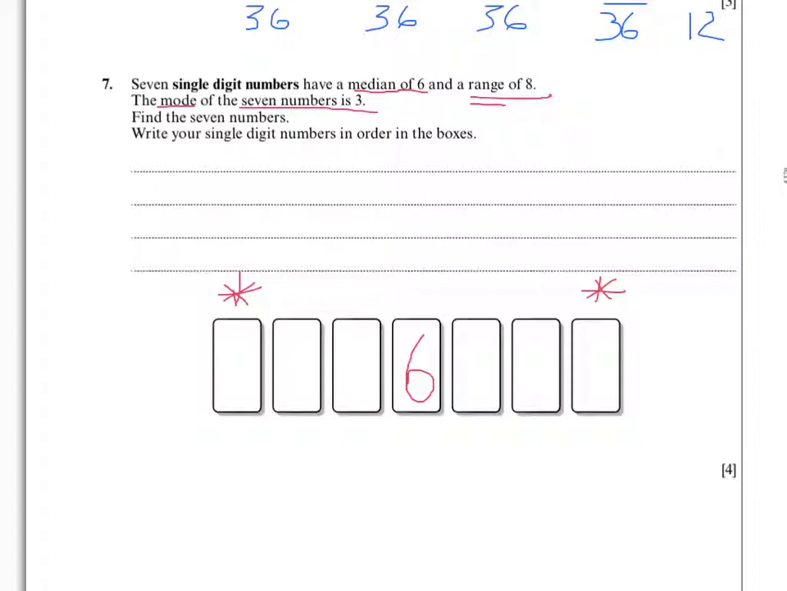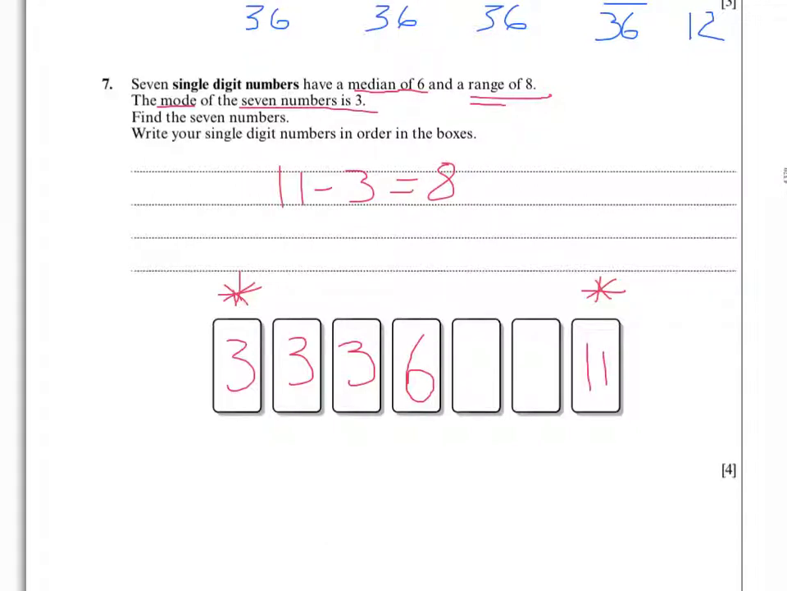So if I think of any number less than 6, I want the most common one to be 3. So if I want it to be the most common, why not have 3 3s? Now if I know that the least number is 3, and it's a range of 8, that means my biggest number, take away 3, needs to be 8. So we know that 11, take away 3, gives us 8. So our biggest number must be 11.